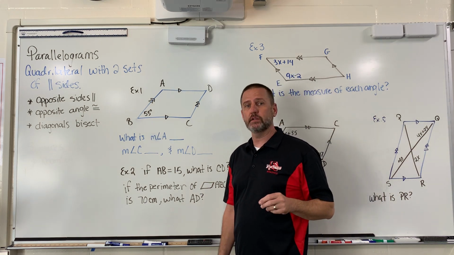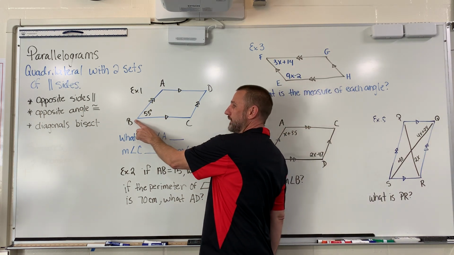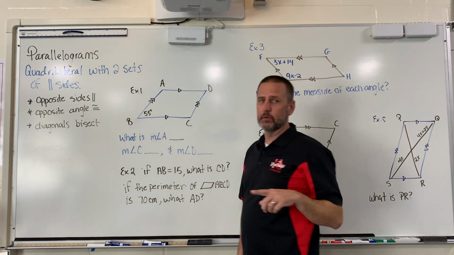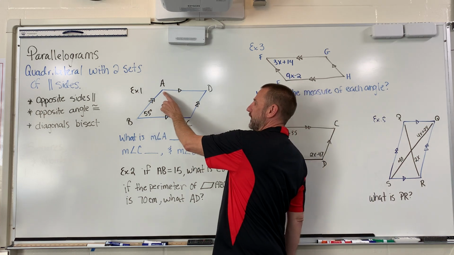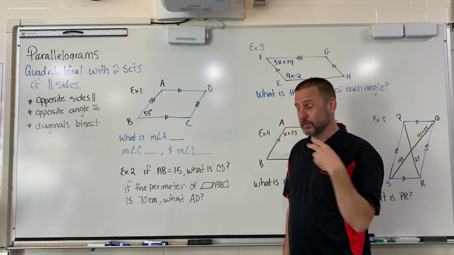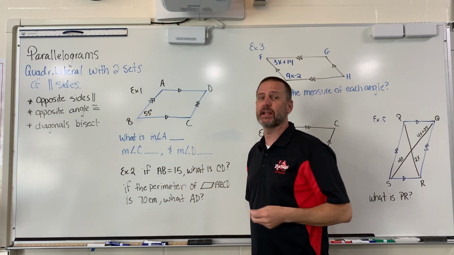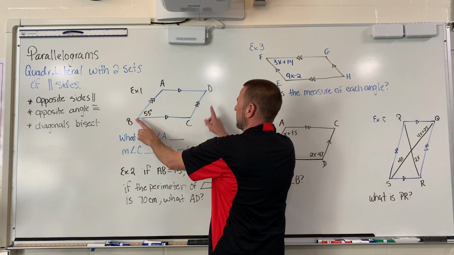We're also going to create two sets of opposite congruent angles. So angle B and angle D are going to be congruent angles, just like angle A and angle C are congruent angles. So we're going to have two sets of parallel sides, two sets of opposite sides, two separate sets of opposite angles. Whatever this is, we know this is.